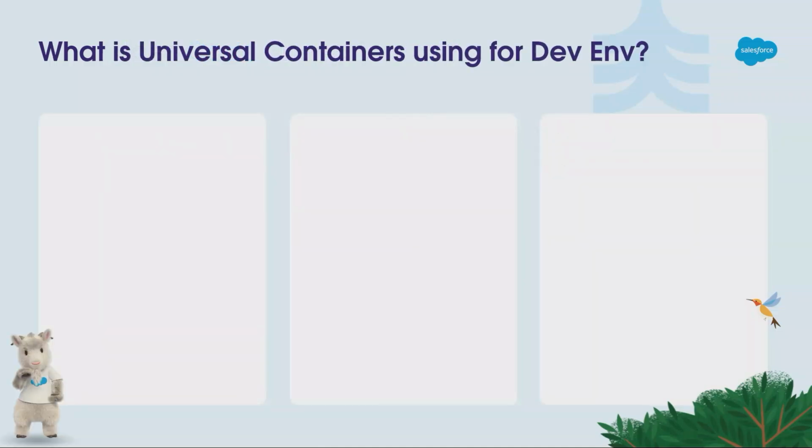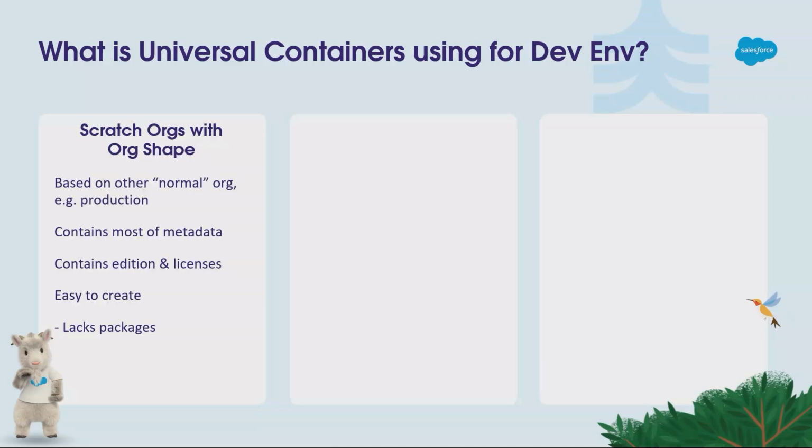So Claudia shared a story with him that a few months ago, they started investigating possible types of development environments, and they tried to figure out which one is best for this company. So they started with Scratch orgs. They started thinking about using Scratch orgs with something which is called org shape. It basically means you can base your Scratch org on a normal org, like your production or UAT.